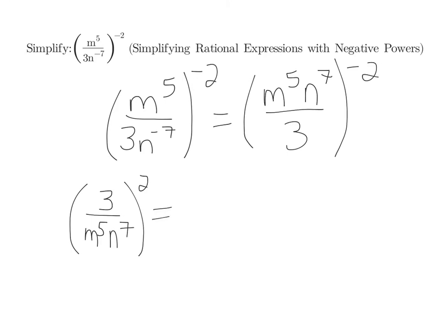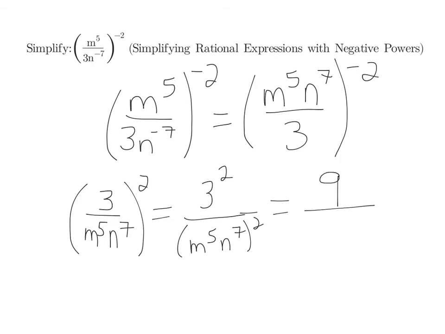So go ahead and raise your numerator to the second power and your denominator to the second power. On the top, I'm going to get 9 because 3 squared is 9. On the bottom, remember, I'm going to square each variable individually. So I have m to the fifth raised to the second, and I have n to the seventh raised to the second. So on the top you still have 9.